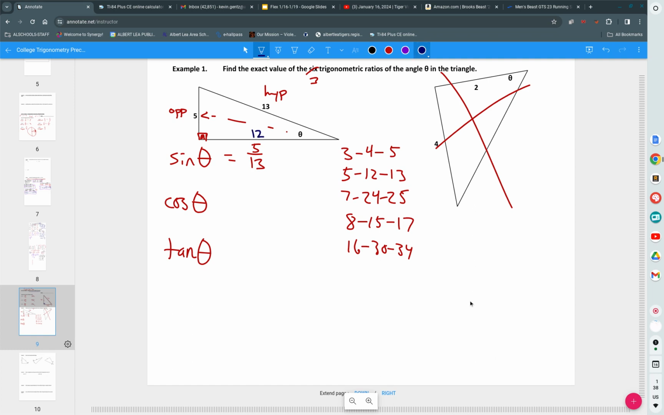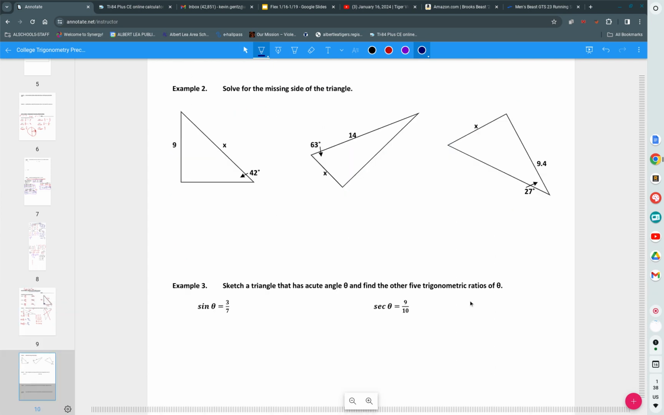And now I can list the ratio for cosine. Cosine is going to be the adjacent over the hypotenuse, which is what? 12 over 13. And the tangent is going to be the opposite over the adjacent, which is 5/12. Are we okay with that? Okay, flip it on over.